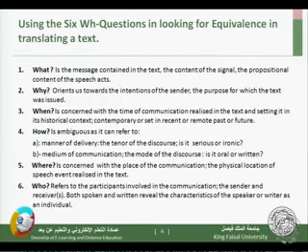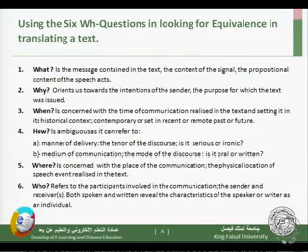It's very important. Now, the third question you ask yourself when you want to translate any message, any text, any statement, is when. When was this statement issued? Now, when is concerned with the time of communication realized in the text and setting it in its historical context, contemporary or set in the recent or remote past or future. When you are translating a text, you can apply this question when. When was this written? The time is very important. Was it written 200-300 years ago, or a few days ago, or is it written for the future? So time is very important because it gives you a lot of information about the text.